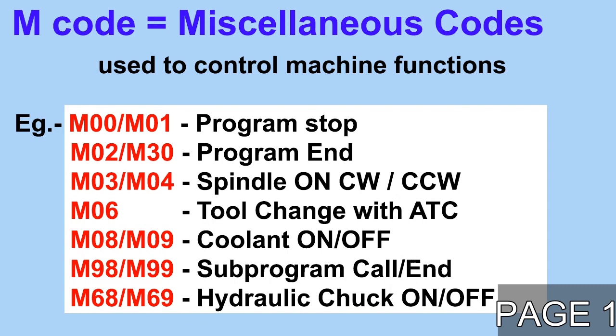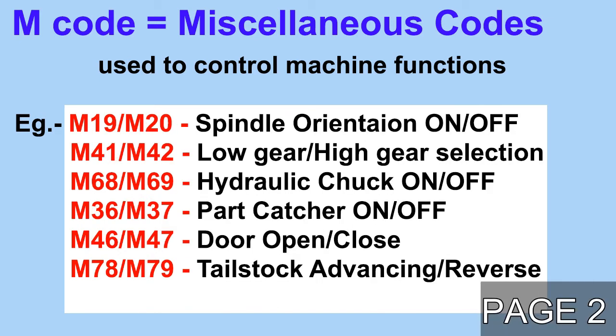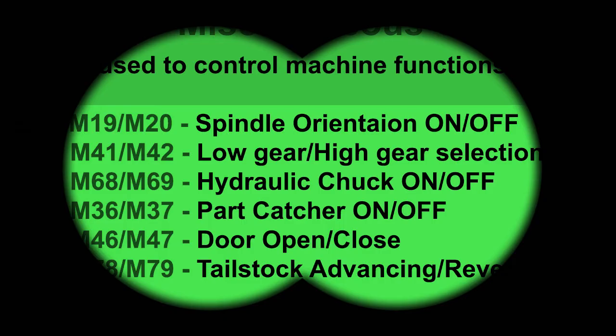Note that G code is an ISO standard code, but in M code, all codes are not standard and change from machine to machine. You can see some of the M codes on your screen. These M codes are going to be discussed in this video one by one in detail. So I highly recommend you watch this video till the end.